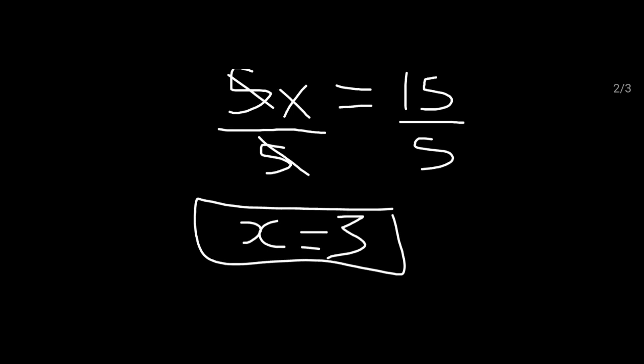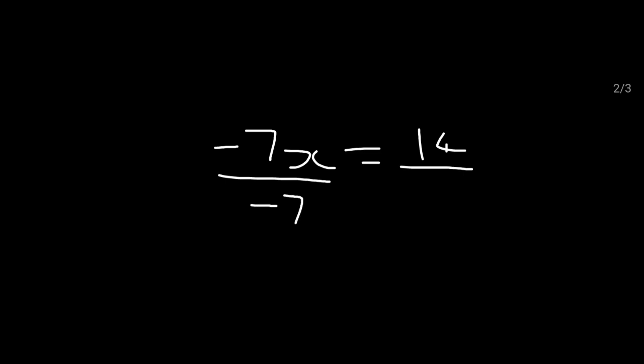Solve x in this way. Just note our coefficient, what it is. As long as you note the coefficient, then you are done. Negative 7x equal to 14. What will you divide by? By negative 7. You can't divide by 7. If you divide by 7, it means your 7 cancels the 7.